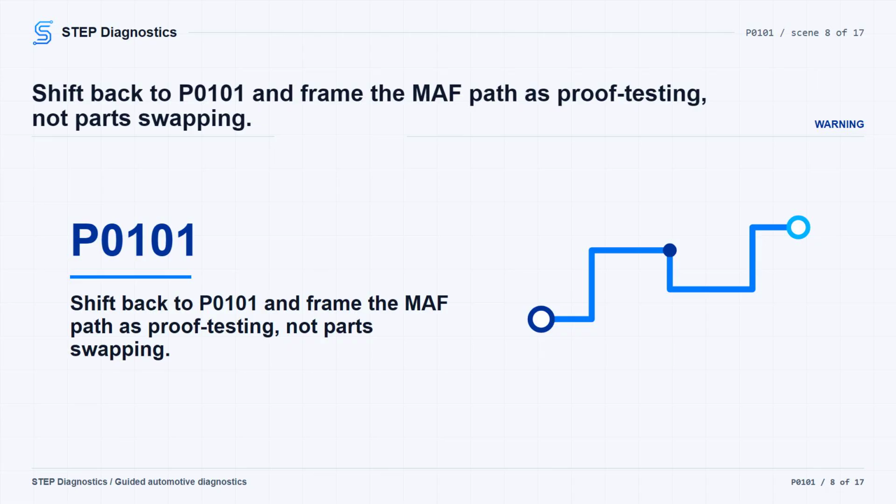Start with the basic system checks, then follow a structured diagnostic approach. If P0101 is present, stay on the MAF sensor diagnostic path. Do not turn this into a parts call. The first part of this path is to prove whether the air system, the sensor feed, the signal circuit, or the harness is causing the airflow mismatch.